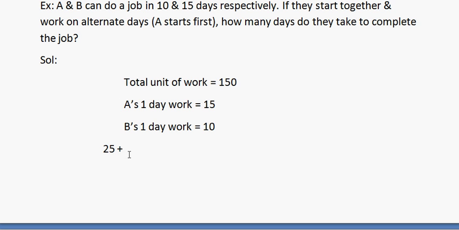So for 150 units how many such pairs are required? 6 such pairs are required, right? So 150 divided by 25 is equal to 6. So 6 such pairs of 2 days are required, which means that the total number of days required would be 12, because each pair contains 2 days. So total number of days required would be 12, right?